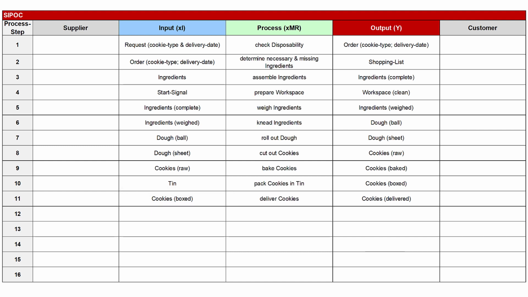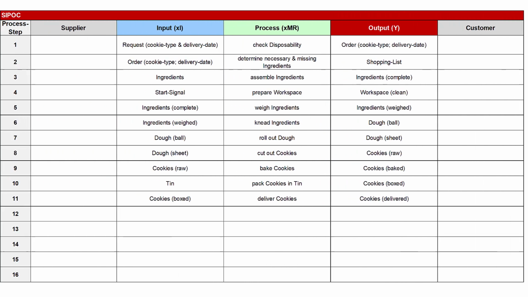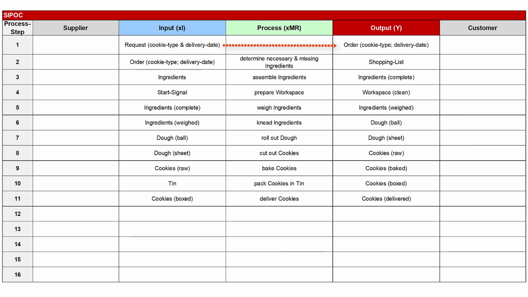Now let's enter the activities to the process steps. Describe each process step with a verb and a noun to illustrate the transformation of the input into the output. You probably remember the process problem-solving model. Inputs and outputs are always tangible or intangible objects, such as cookie or date. Process steps are always activities, such as baking or entering. To transform the request into the order, it is necessary to check the availability of cookie type and delivery date. To transform a dough ball into a dough sheet, it is necessary to roll out the dough.